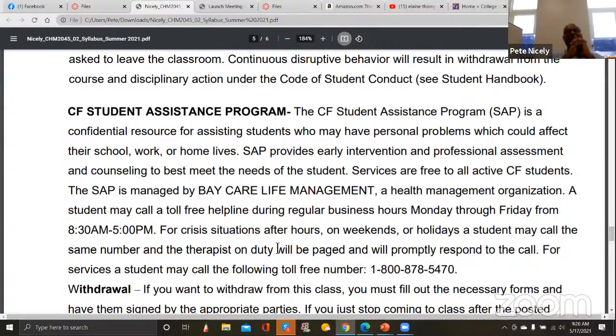If you call outside of those hours, then basically what will happen is that the therapist on duty will be paged and he or she will promptly respond to the call. And again, we'll be able to assist you that way. All right. So, if you find yourself in need of this kind of help, I would strongly recommend that you take advantage of it. All right. Because it will go a long way in terms of helping you to have a successful academic career here at the college. All right.